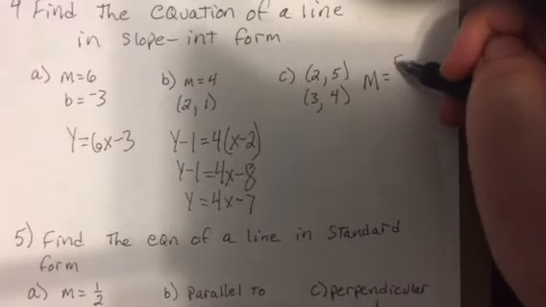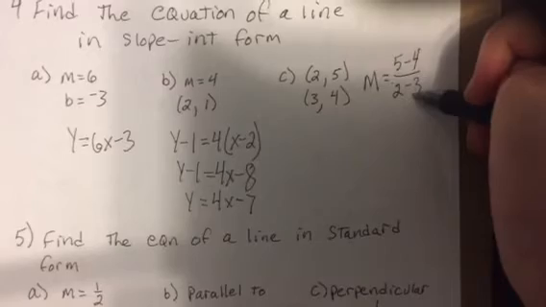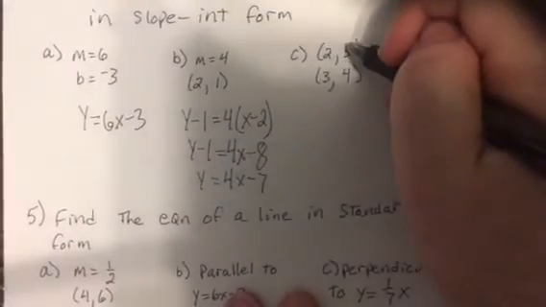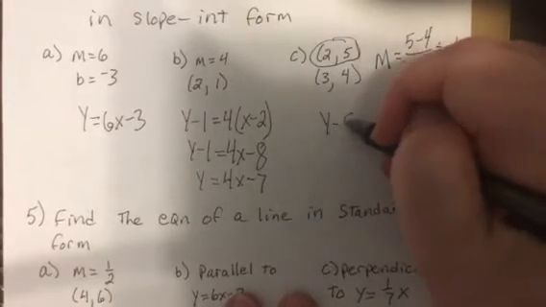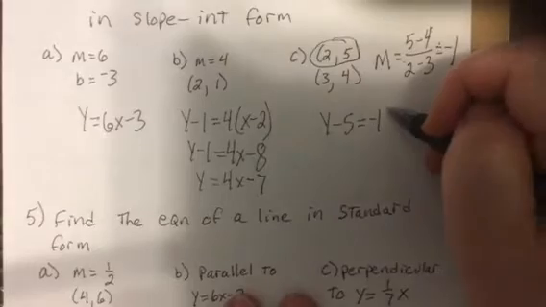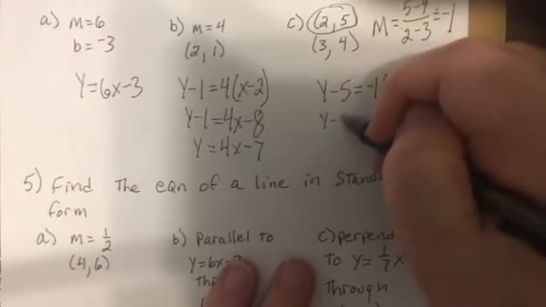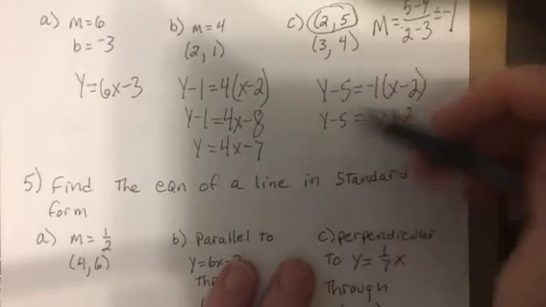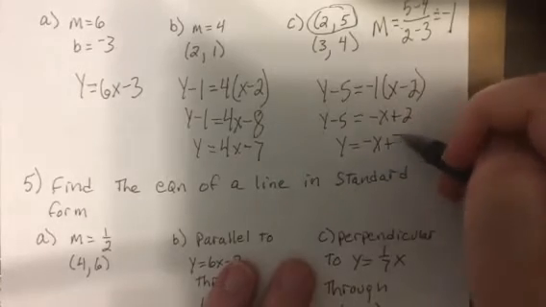This one, we got to find the slope first. So change in y, 5 minus 4 over 2 minus 3 equals -1. So pick a point. I'm going to pick that one. So y minus 5 equals -1 times x minus 2. So y minus 5 equals -x plus 2. Slope-intercept, so I'm going to add 5. y equals -x plus 7.